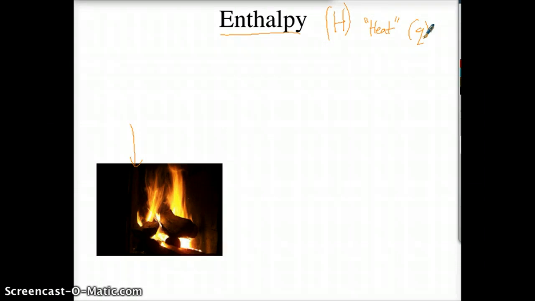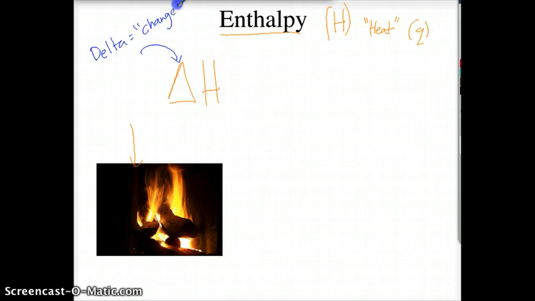Now the challenging part is we don't necessarily care about how much enthalpy or heat a substance has by itself. What we care about is how much the heat is changing over the course of a reaction. So whenever we're measuring enthalpies, we're going to be talking about what's called delta H, the change in enthalpy. Remember, delta, this Greek letter, means change. So anytime we put that in front of a value, we're talking about how much that value is changing by.